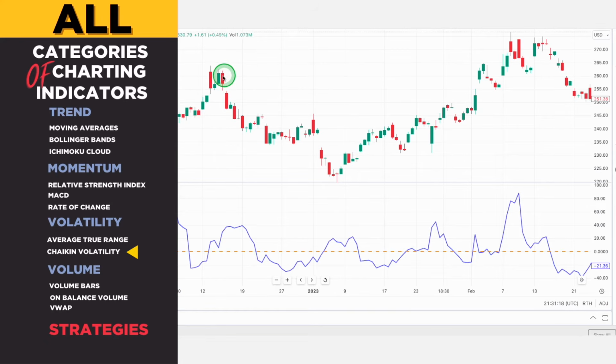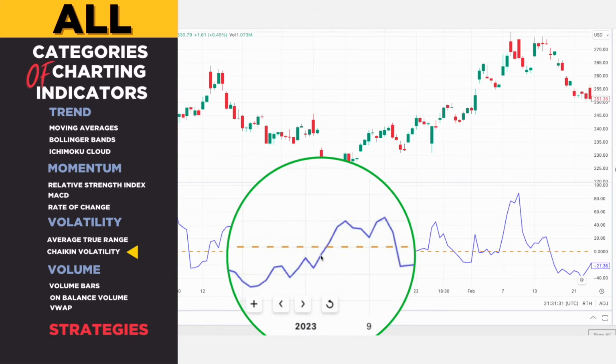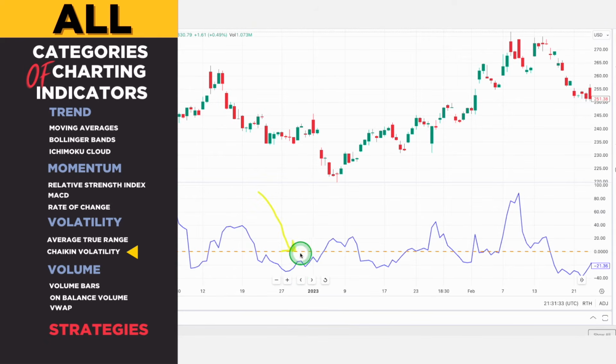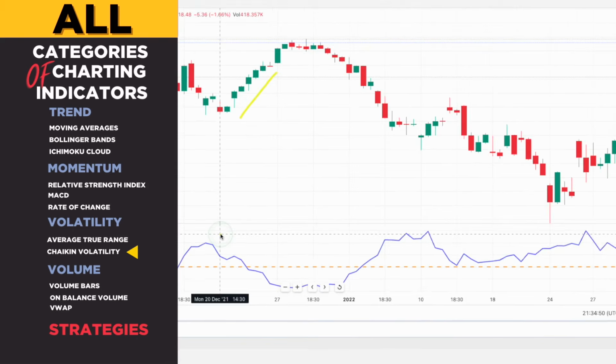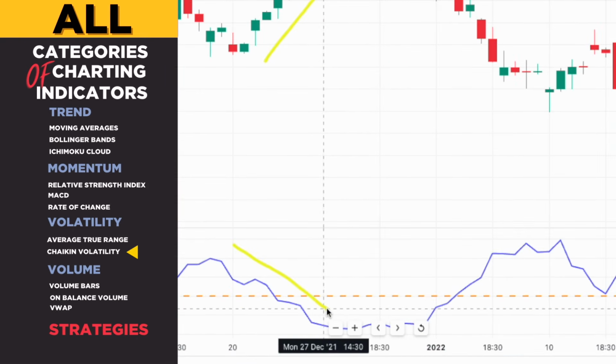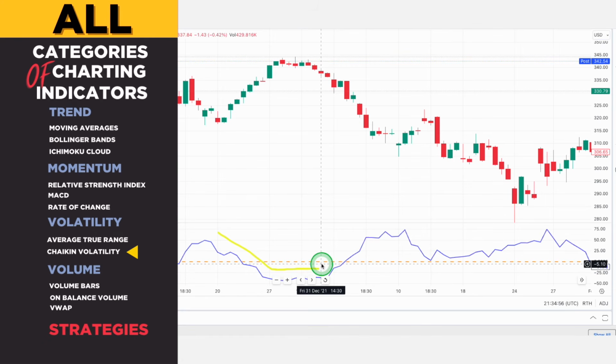To signal for a bullish reversal or a market bottom, think about a downtrend. When the Chaikin volatility indicator suddenly spikes after a low period, be on the lookout for a potential bullish reversal. For a bearish reversal or market top, think about an uptrend. If the Chaikin volatility indicator starts to gradually decrease over time, then keep your eyes open. This can hint at a potential bearish reversal.